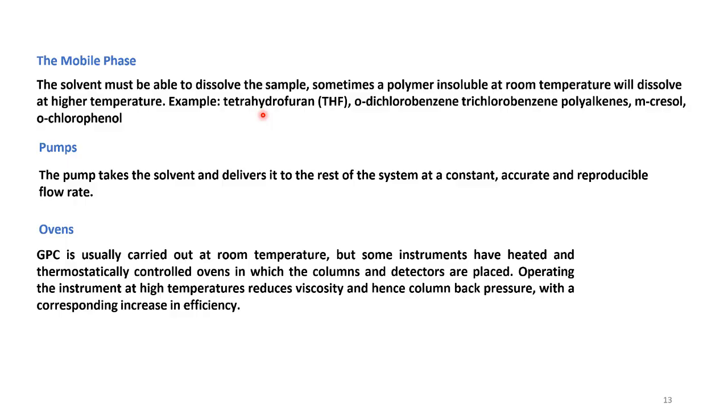Then ovens. GPC is usually carried out at room temperature, but some instruments have a heated and thermostatically controlled oven in which columns and detectors are placed. Operating the instrument at high temperature reduces viscosity, and hence the column back pressure will also be reduced and the system efficiency will be increased.